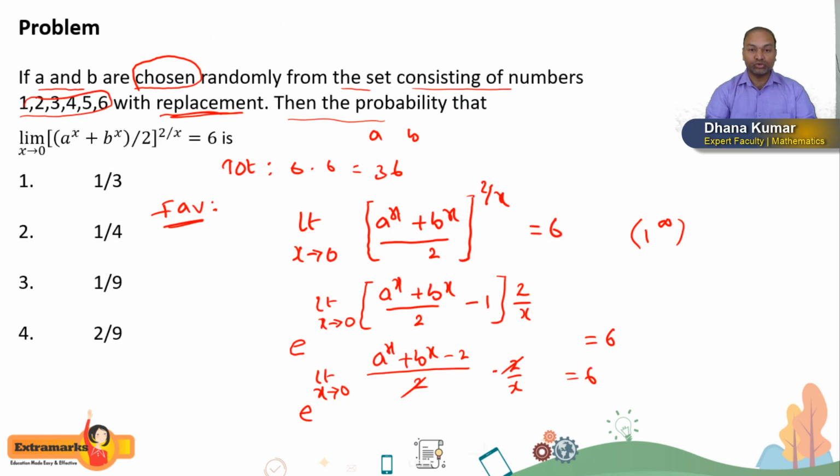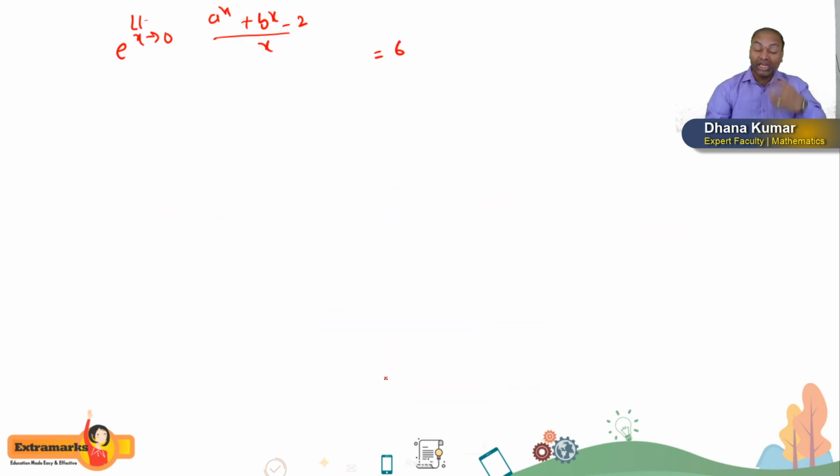Let us come to the next slide. e power limit x tends to 0, a power x plus b power x minus 2 by x is equal to 6. Correct or not, you see? Okay, fine. If you substitute x equal to 0, then it is 0 by 0 form. 0, 0 cancel, answer 1? No, answer 1 is wrong. It is in the form of 0 by 0 indeterminate form. Here there are two methods. Direct formula is there, or otherwise you can go for L'Hopital's rule. Fine.